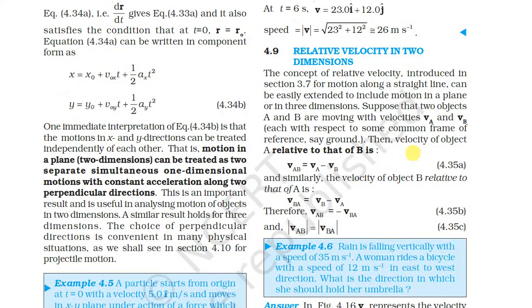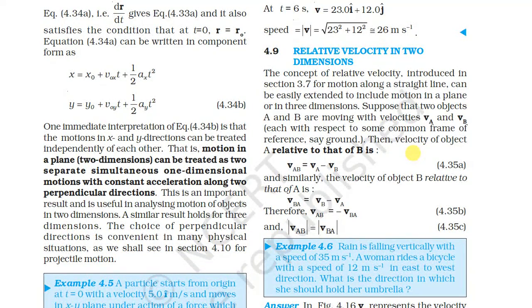Relative velocity is this: whenever we are sitting in a train and looking at the outside, there are some persons standing there. You will feel that the man is in motion, but the man is not in motion, you are in motion. You feel that the man is moving because the train is moving. So that's why we take the relative velocity with respect to a reference point. The ground is our reference point. So these are the basic things.